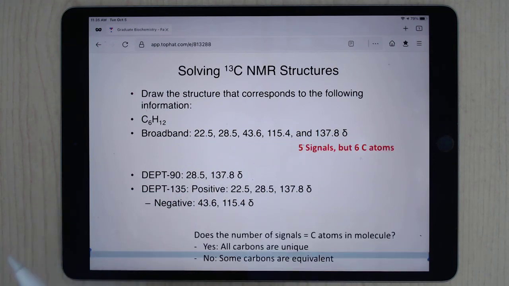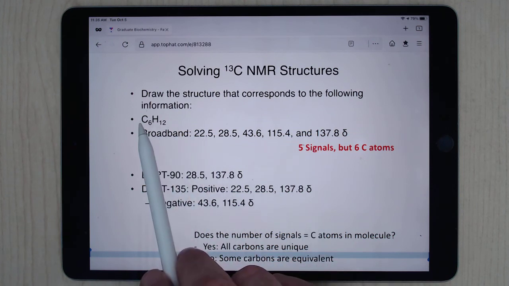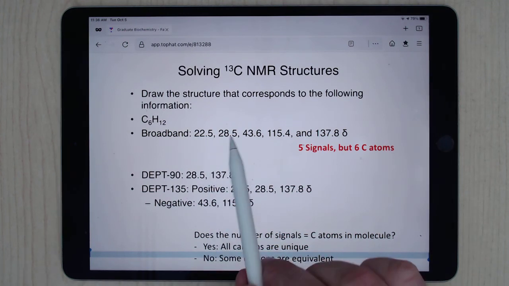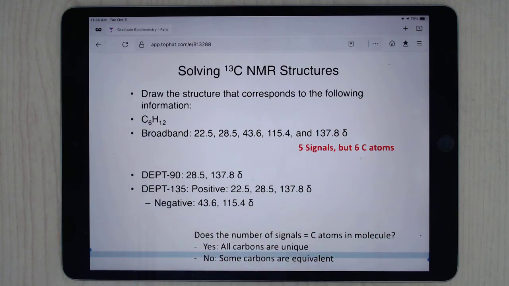The first thing to do is to just take a look at this. We've got 6 carbons, but we only have 1, 2, 3, 4, 5 signals in the broadband. So that must mean that 2 of these carbons are equivalent to each other. It can't hide under something that doesn't have an H on it, because we would see that carbon. So if the number of signals doesn't add up to the total number of carbons, some of these must be equivalent to each other. So you have to take that into account.